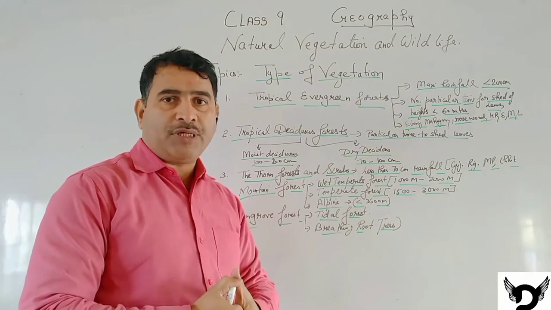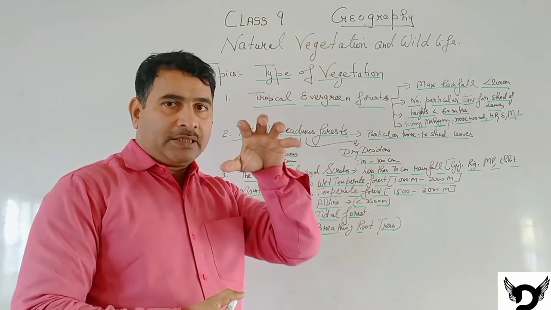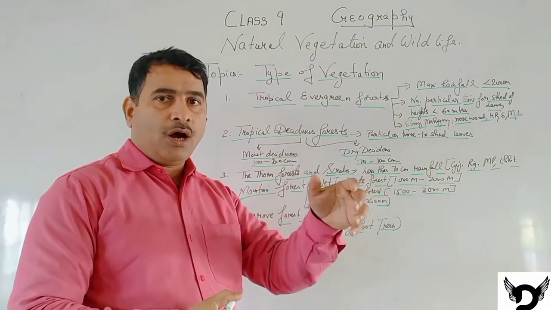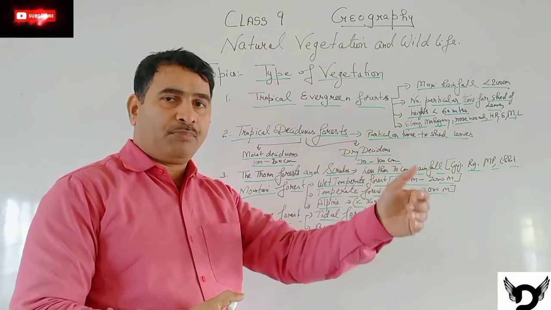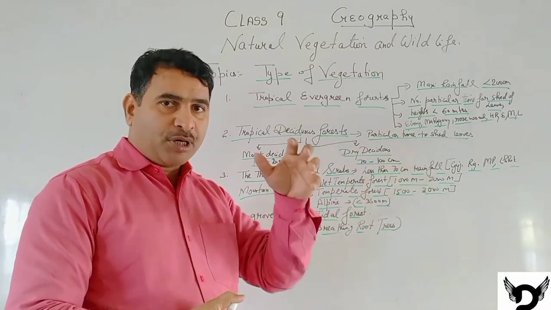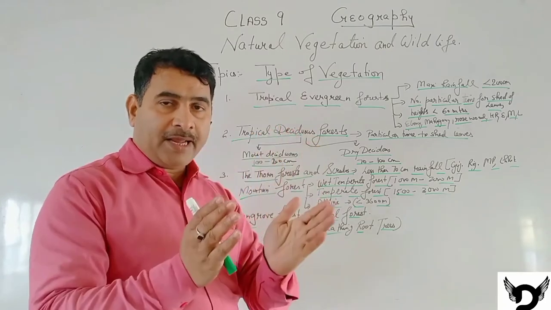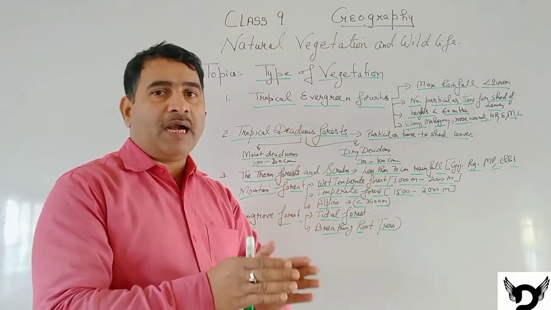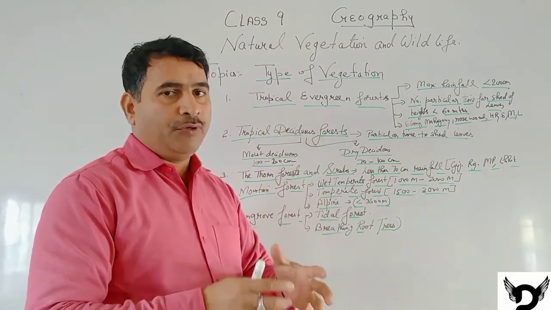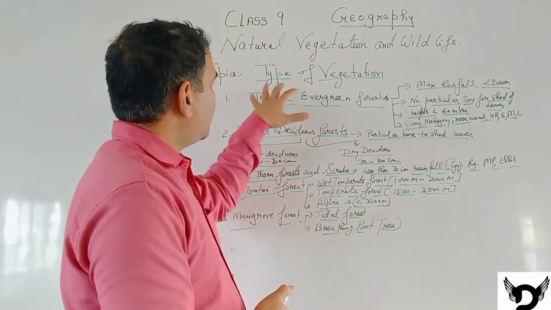In the last video you saw the factors through which the types of vegetation change according to land, soil, temperature, photo period and precipitation. Because of these factors, the size, type and nature of plants and animals change. So without wasting time, you are going to learn about the types of vegetation.